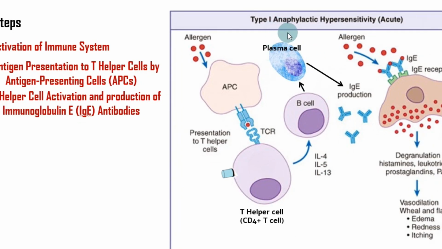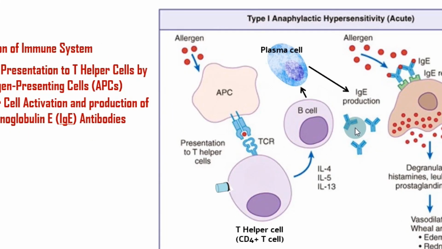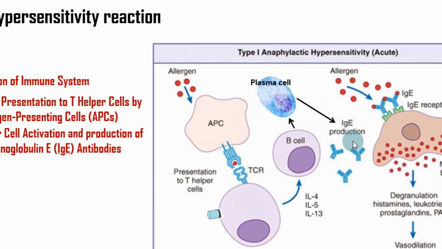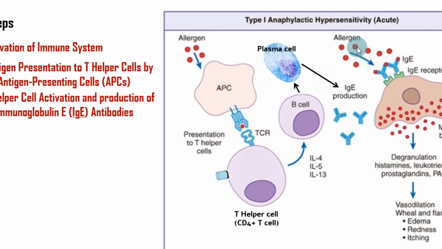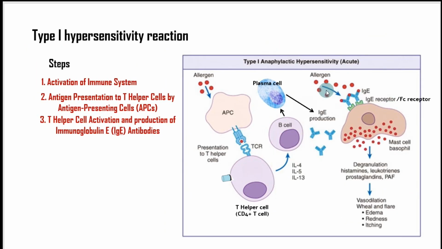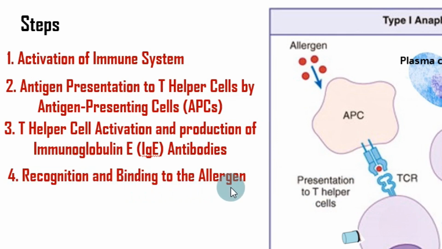Now, plasma cells are specialized cells that produce immunoglobulins or antibodies, and in this case they produce immunoglobulin E, or IgE antibodies. Now these IgE antibodies are uniquely designed to recognize and bind to the specific allergen that triggered their production. So in other words, I can say that your body can produce IgE antibodies specific to various allergens you have encountered. Now this takes us to the fourth step, which is recognition and binding to the allergen.